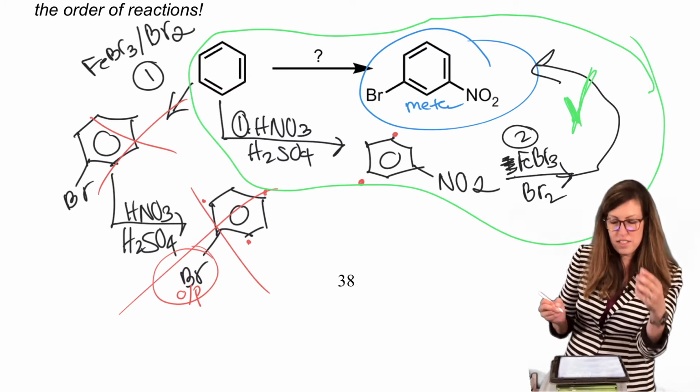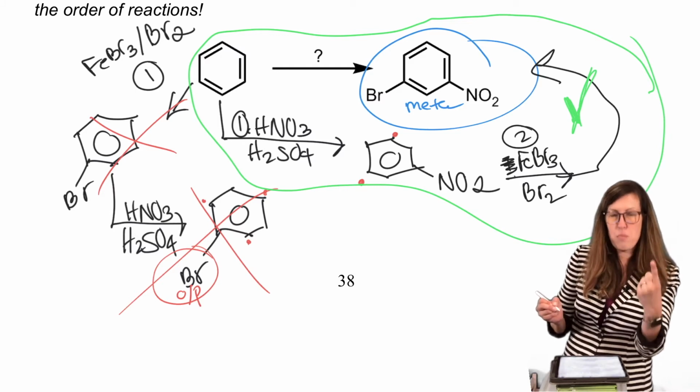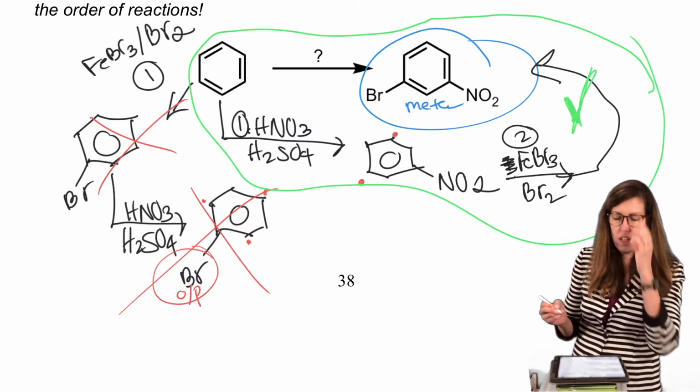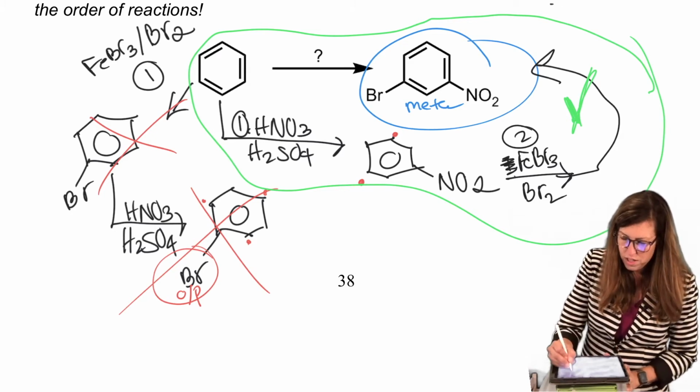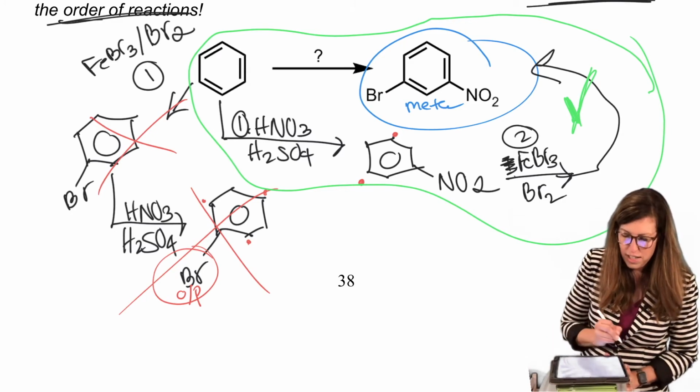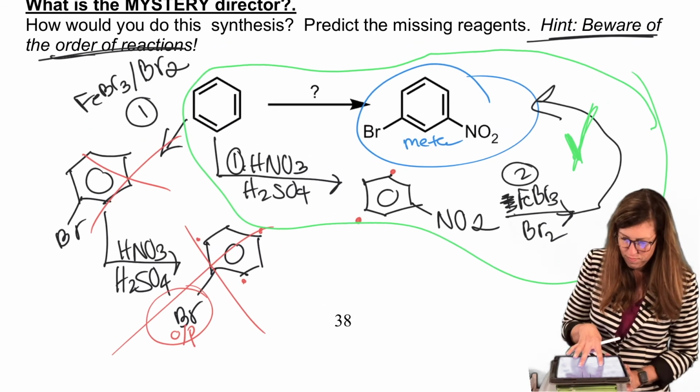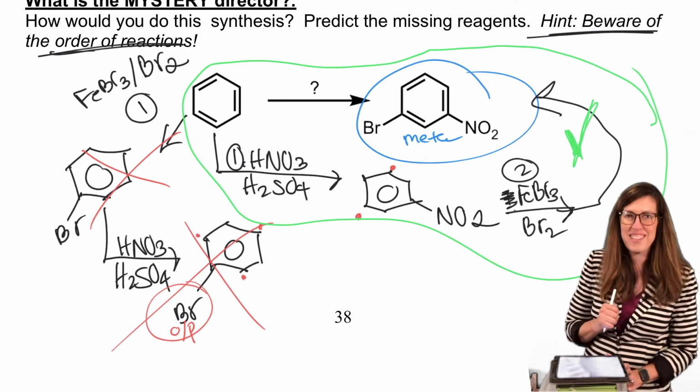The wrong synthesis would be the reverse order. Step 1, bromination, step 2, nitration. So the moral of the story is, watch out for the order of the reactions. Beware of the order of reactions.